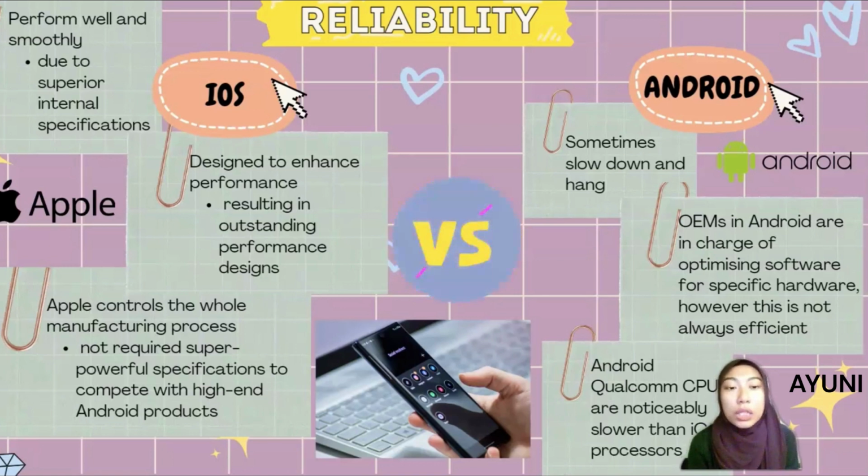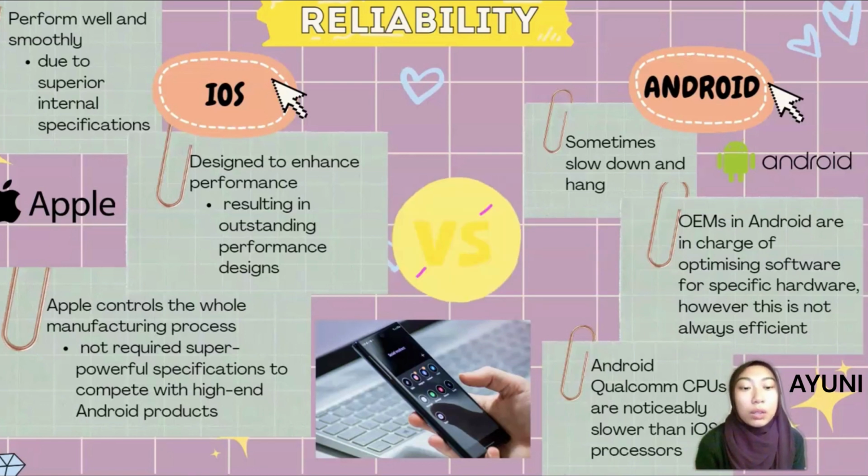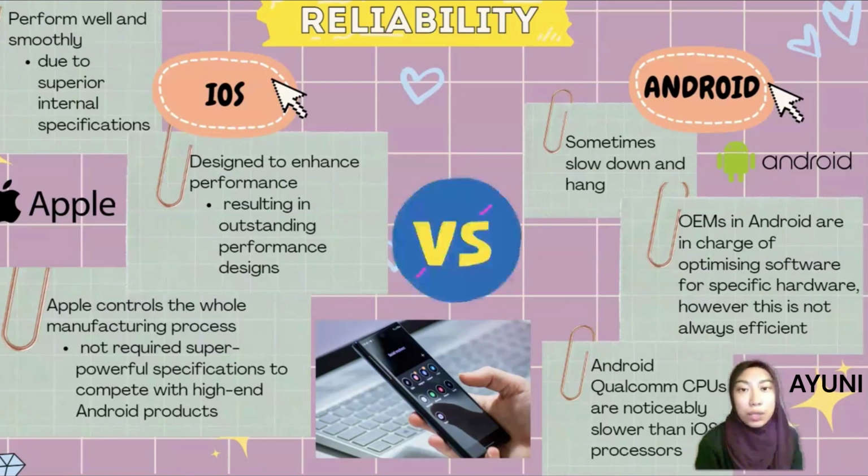OEMs, or original equipment manufacturers, means that Android makes their devices from component parts that they bought from other organizations such as Samsung, Oppo and others, so it is not always efficient. The fact is that Apple controls the whole manufacturing process, so they do not require super powerful specifications to compete with high-end Android products. For processors, Android Qualcomm CPUs are noticeably slower than iOS processors.